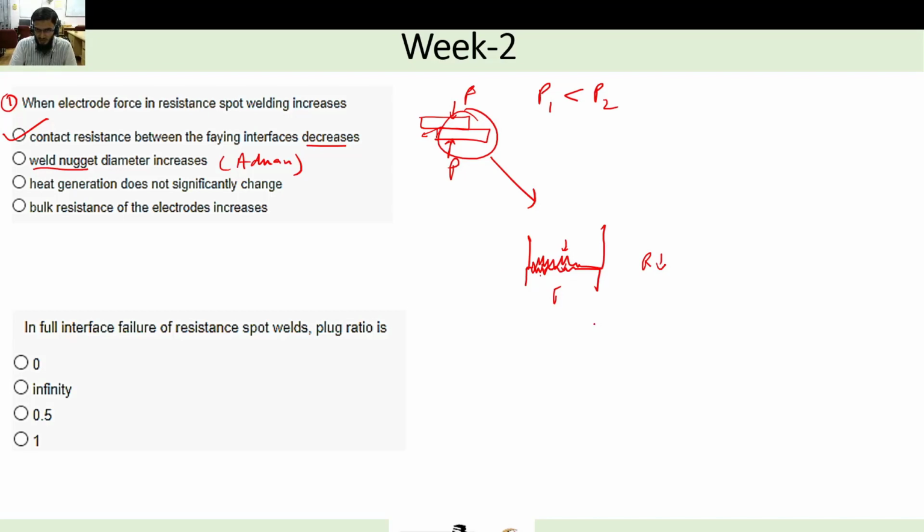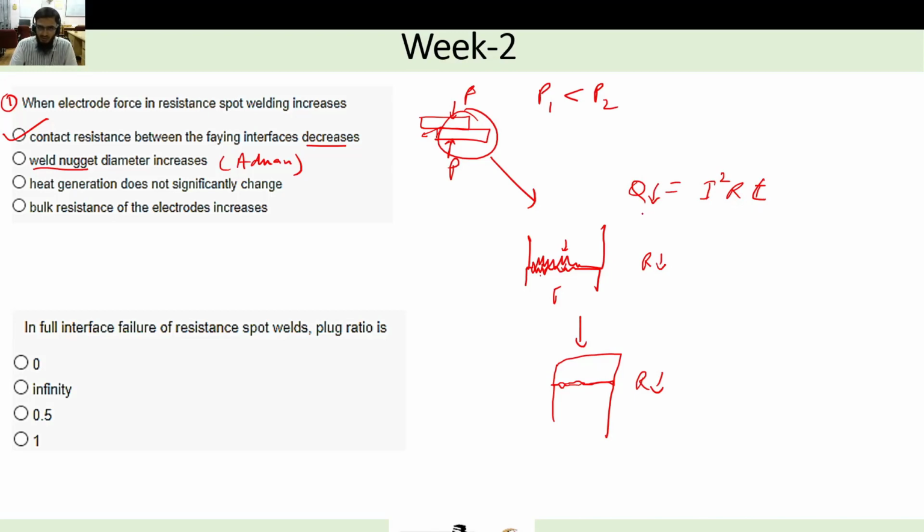So let's say this is situation 1, and after applying a higher load, the surface will be smoother compared to the earlier case. Earlier we had very many irregularities. Now due to application of load, these irregularities got minimized, so the resistance got minimized. So the right answer is that the contact resistance between the faying interface will decrease. And if the resistance decreases, what is the formula? Heat Q equals I squared R t. So the total heat generated, if you decrease the R, then Q will also decrease.